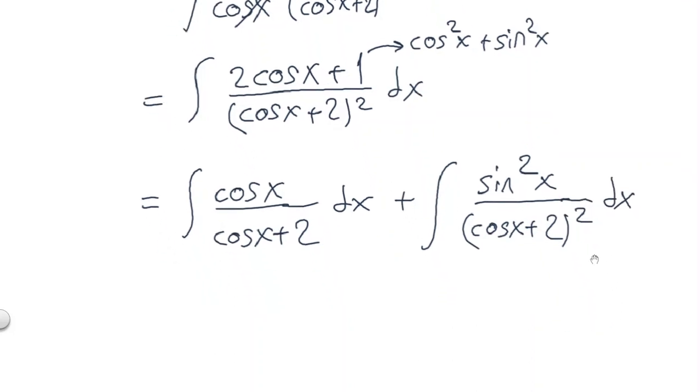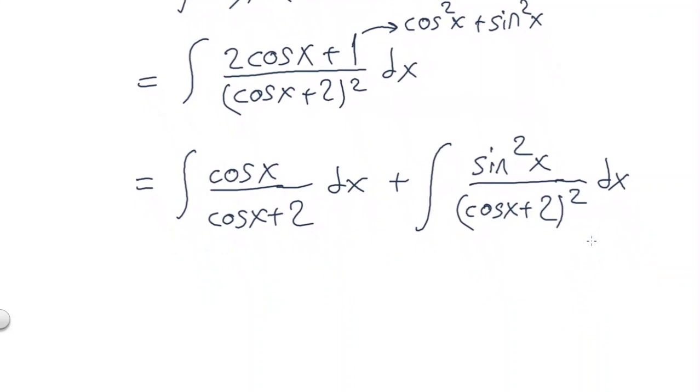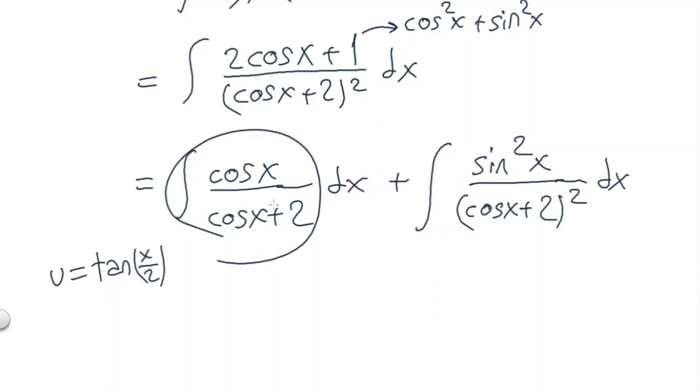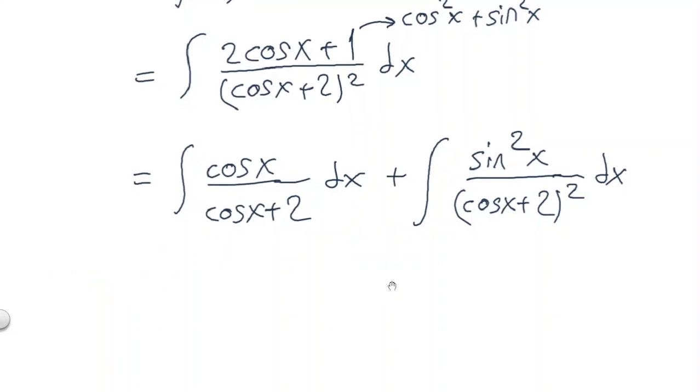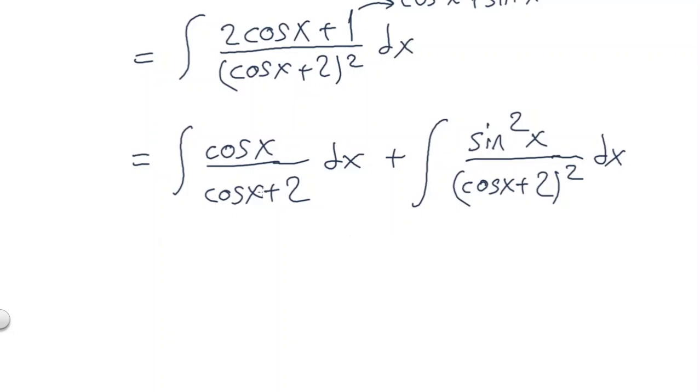Previously on this channel, I made a video on how to solve trigonometric integrals with the substitution u equals tangent x over 2. And this substitution actually works for both of these integrals. For example, for the first one, you first need to add and subtract 2, then separate and use it. You can use it, but there's actually a nicer way to solve this specific example. But that way works.